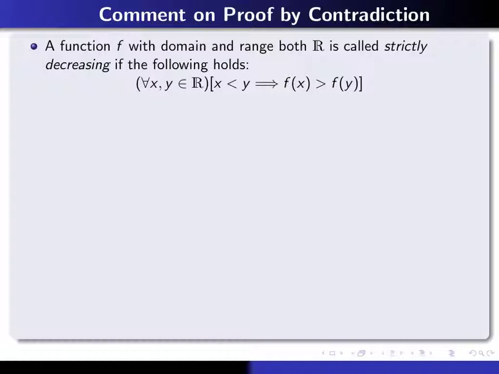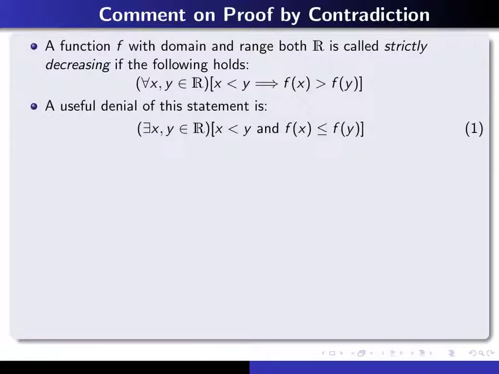If you were to use the method of proof by contradiction, you would first look at a useful denial of this statement. And here you have a useful denial of it. It is that there exist real numbers x and y, such that x is smaller than y, and f of x is less than or equal to f of y.